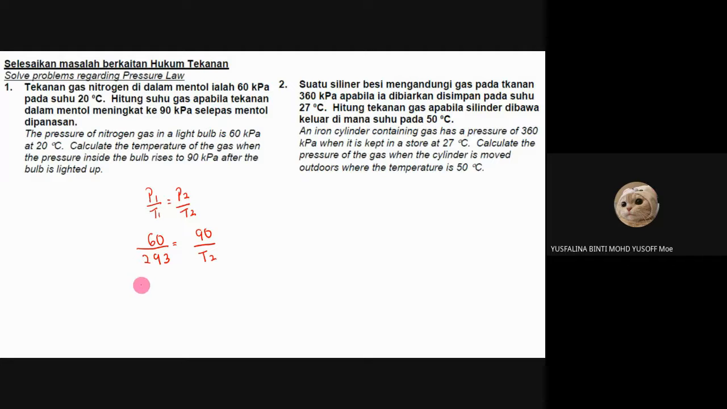439.5. Right? 60 times T2 equals 90 times 293. So T2 is 439.5 Kelvin. Okay, 439, correct. Okay, how about number two?